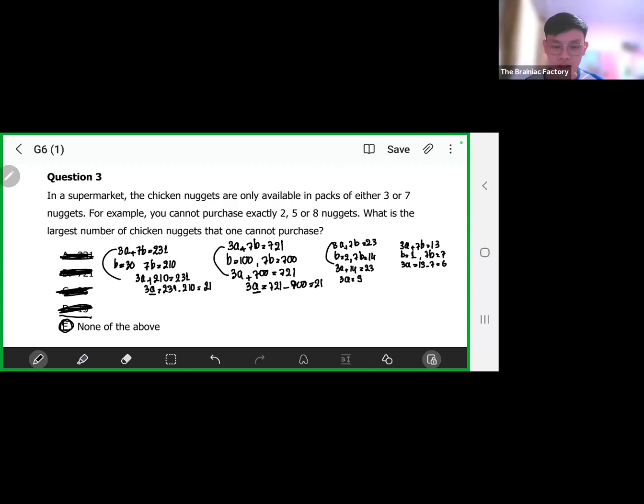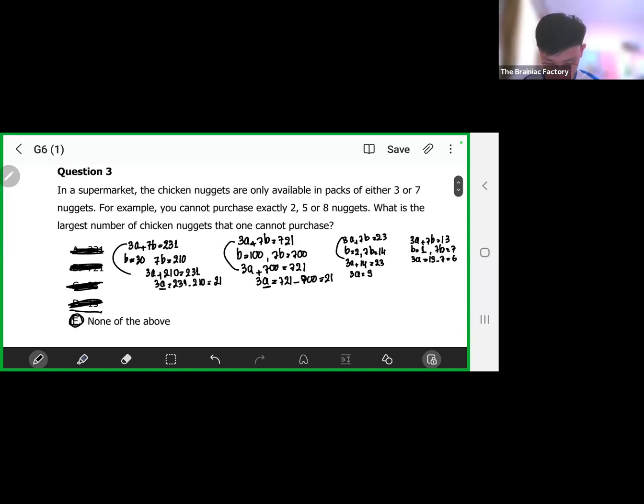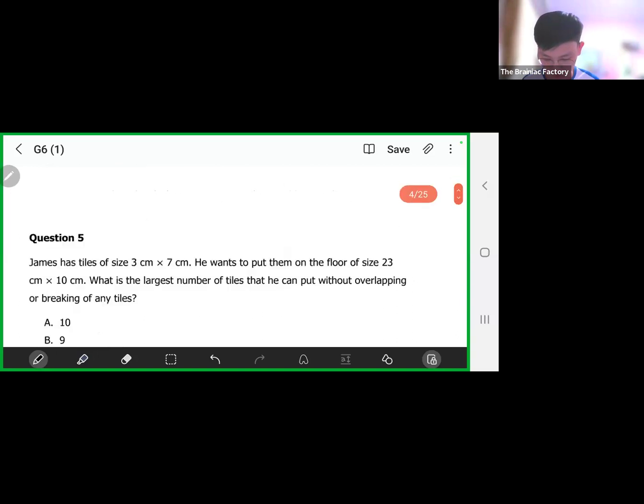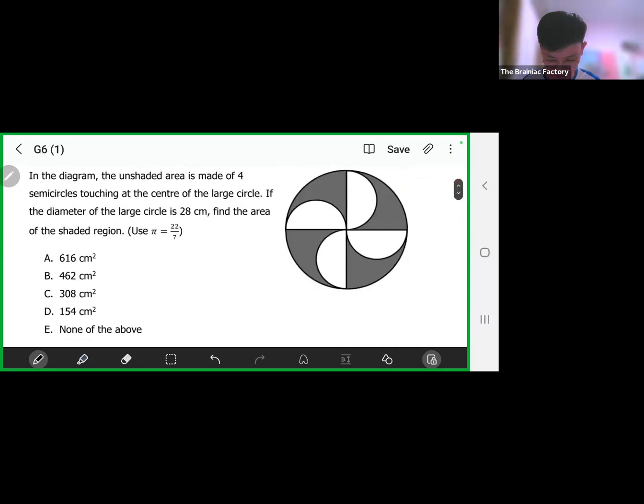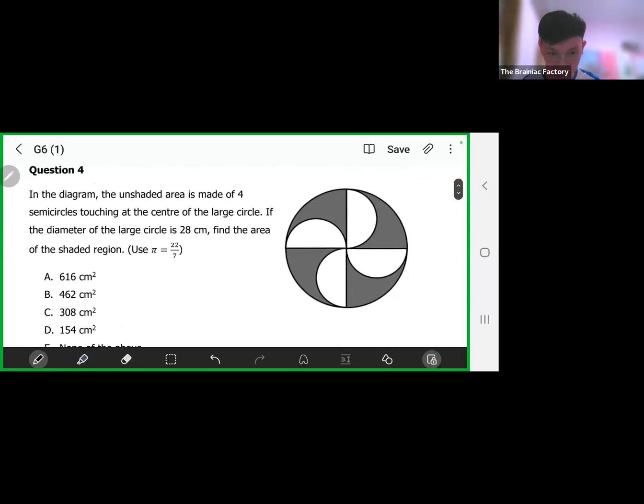I think if you don't have any problem with it, I'll go to the fourth question. Okay, so this is the fourth question, and you can try to solve it. I'll relaunch the poll.